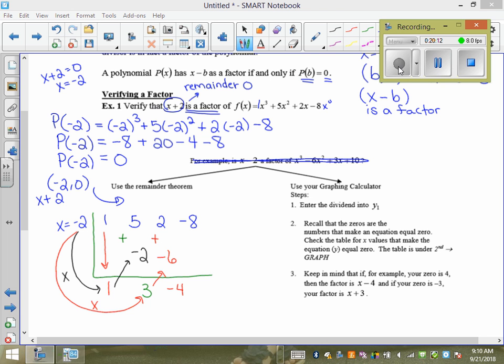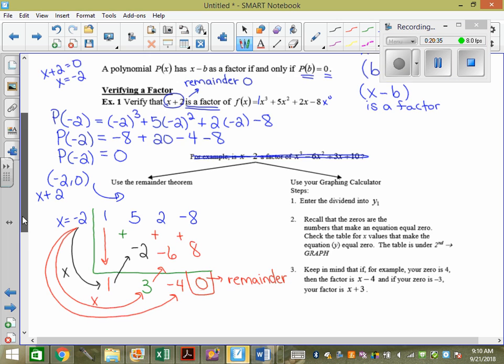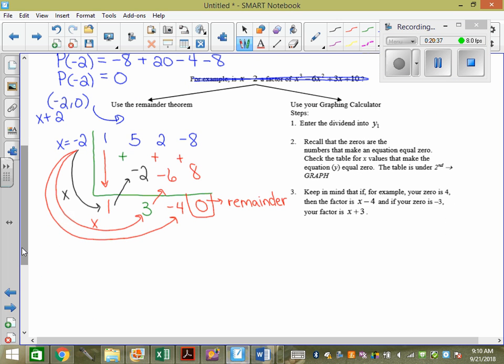And now I just added, so I'm going to multiply. Negative 2 times negative 4 is 8. And then I'm going to add. And now I'm happy because guess what? I boxed this baby because it's my remainder. So I can use synthetic division to find my remainder. Absolutely.